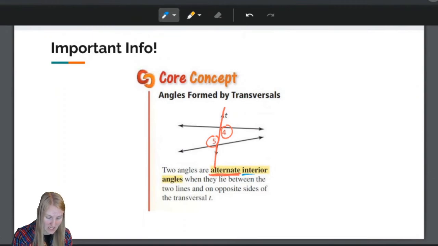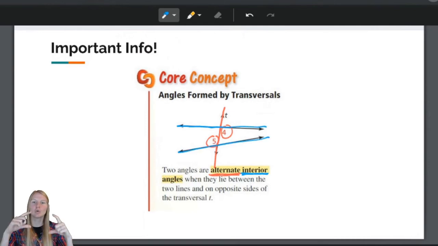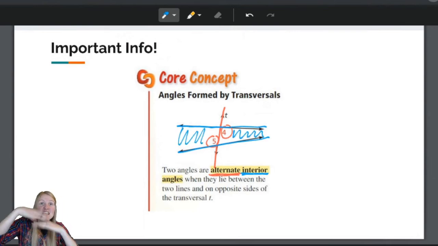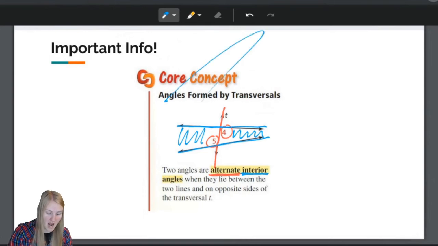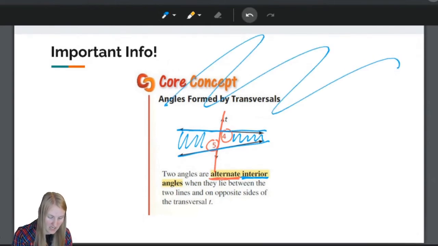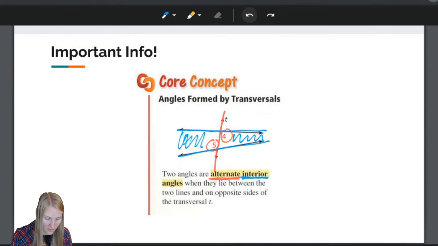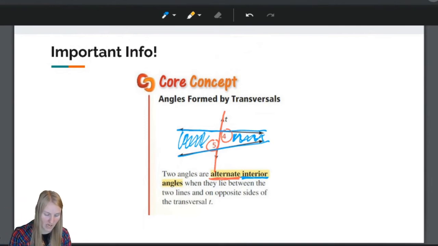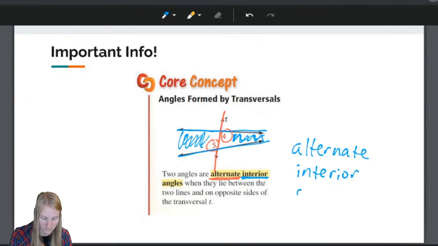Next, we see the word interior. Interior, because if I look at the two lines being cut by the transversal, 4 and 5 are on the inside of those two lines. They're not on the exterior, they're in between. 4 and 5 are in between these two lines. So they're on alternate sides of the transversal, and they're in between the two lines. So that's why they're called alternate interior angles.